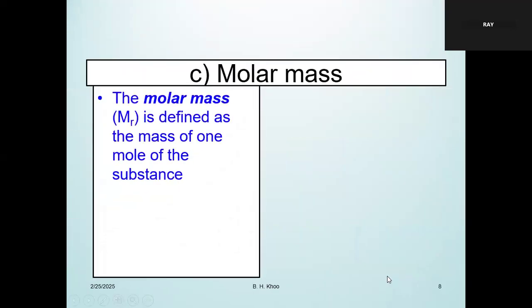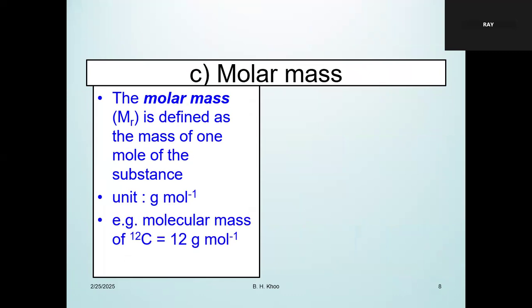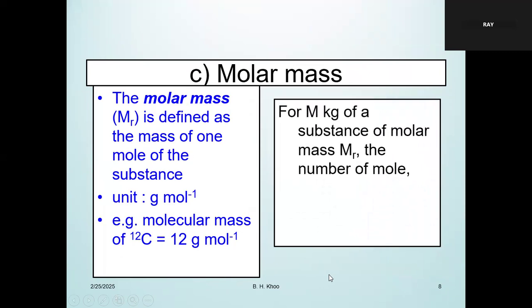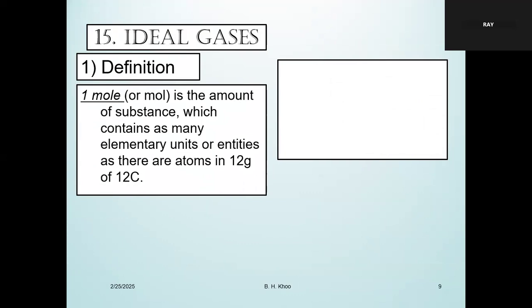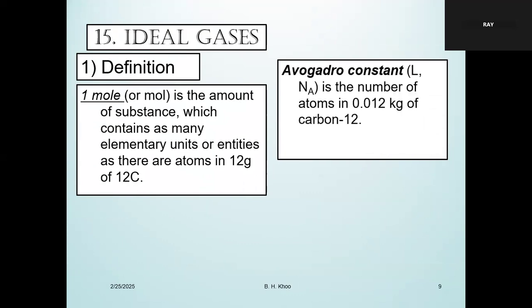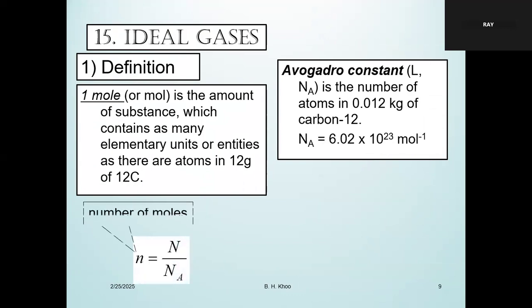Molar mass is defined as the mass of 1 mole of the substance. Unit is gram per mole or kilogram per mole. Example of carbon 12 is 12 grams per mole. So if we have m kilogram of substance of molar mass Mr, then the number of mole is just m over Mr. Okay, so it's very straightforward. 15.1, just definition and the formula.